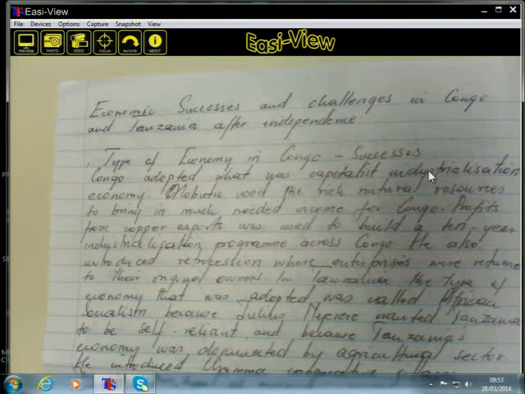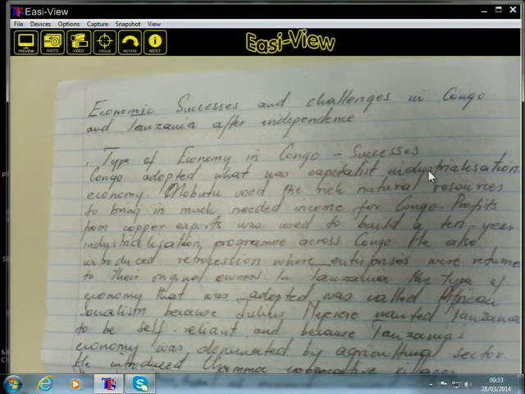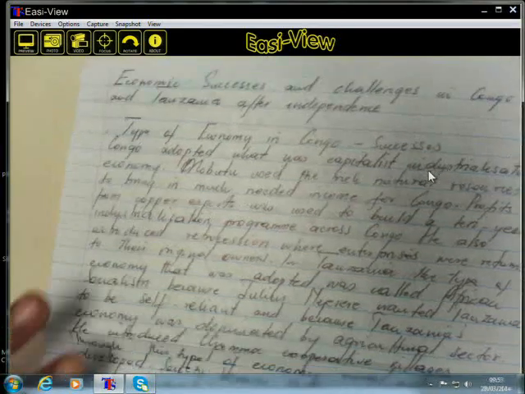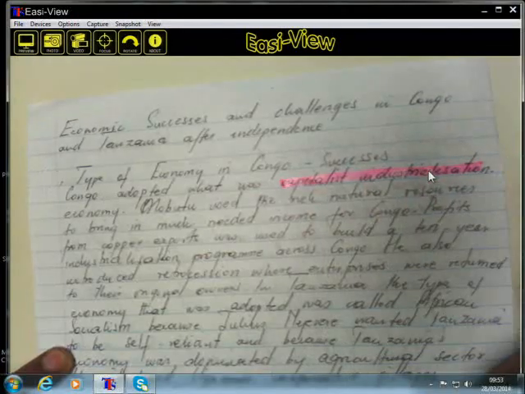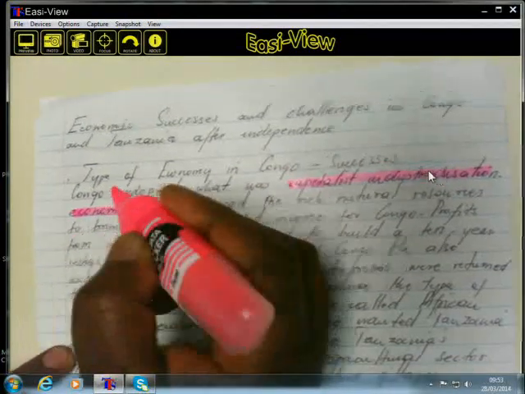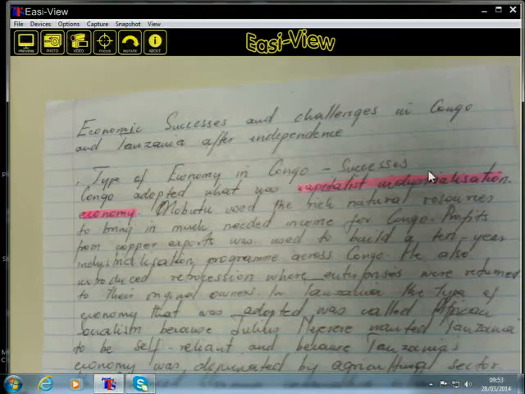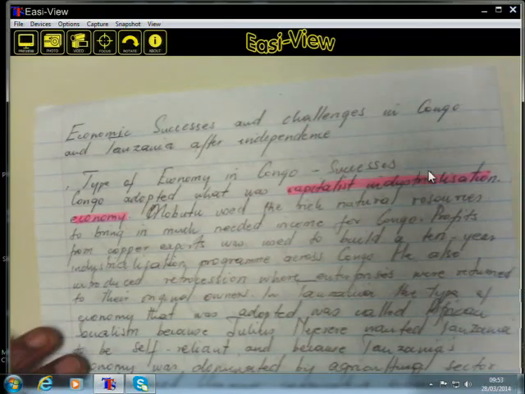Now, let us start with Congo. We look at the successes of Congo, and after that of Tanzania, because you must remember we have to compare the two countries. So Congo, after independence, adopted what we called capitalist industrialization. The reason being that they were rich in natural resources. And then Mobutu Seko used these rich natural resources to bring much needed economy in Congo.